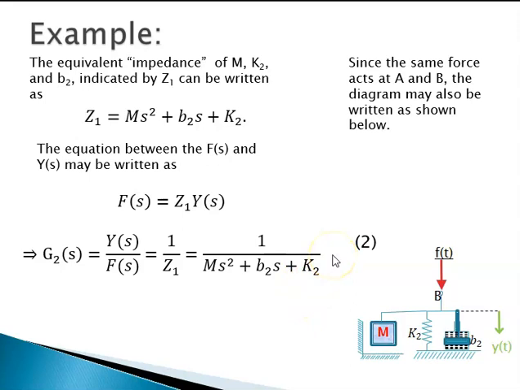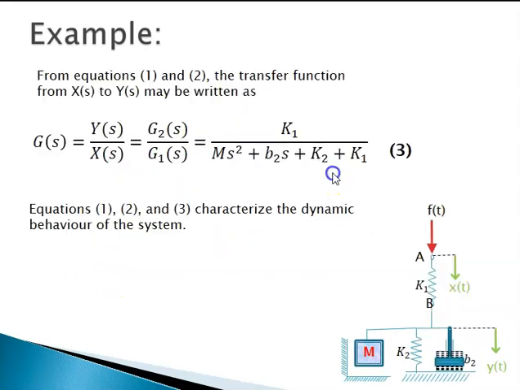Now you can carefully look at equations 1 and 2. Equation 2 has y of s divided by f of s, and equation 1 has x of s divided by f of s. F of s is common, so we can very easily see that the transfer function from x of s to y of s may be found by dividing one by the other, which is G2 by G1 as shown here. So equations 1, 2 and 3 characterize the dynamic behavior of the system under an exciting force f of t.